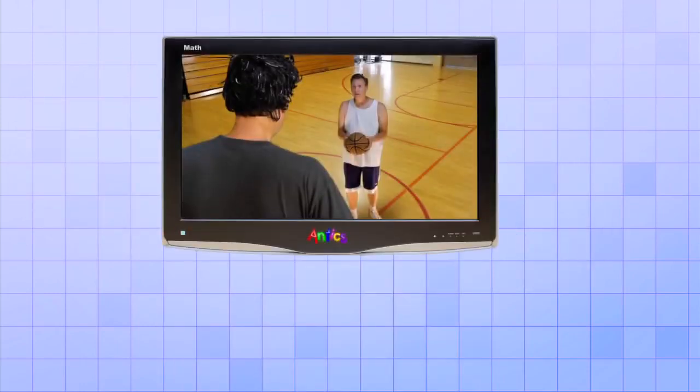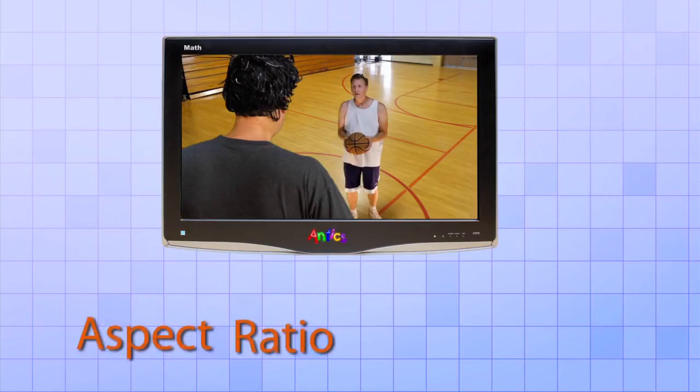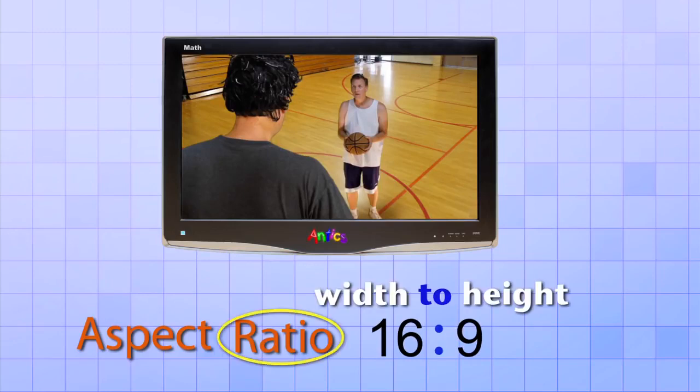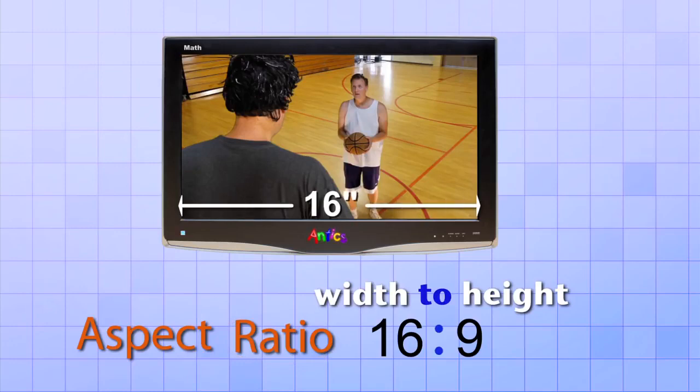Or, what about your TV screen or your computer monitor? Have you ever heard someone say that the size or aspect ratio is 16 to 9? 16 to 9 is the ratio of the screen's width to its height. So if the screen is 16 inches wide, then its height would be 9 inches tall.